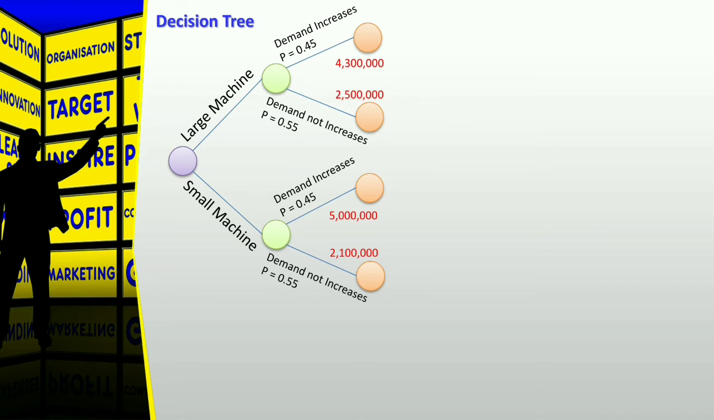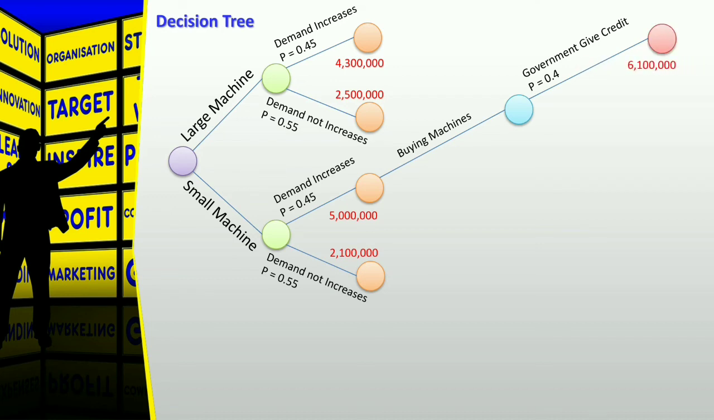Okay? If the demand increases, the company will buy a new machine. If the company buys a new machine, there are two possibilities. The first possibility is that the government gives credit. If the government gives credit to the company, it will earn 6.1 million in revenue. And the second possibility is that the government does not give credit. If the government does not give the credit to the company, it will earn 5.2 million in revenue.